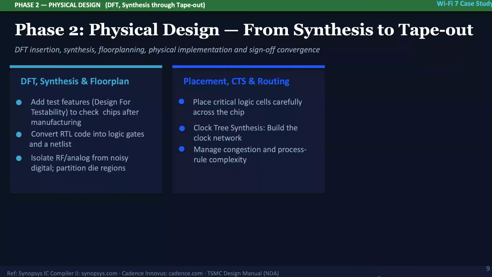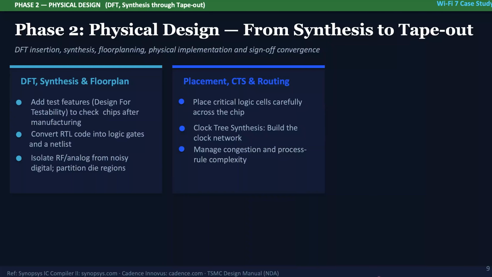Next comes the placement, CTS, and routing. Placement decides where cells and blocks sit physically on the chip. In CTS, or clock tree synthesis, it builds the clocking network and synchronizes the chip, and has a major impact on timing quality and performance. Routing then creates the metal connections between everything. These steps are again iterative.